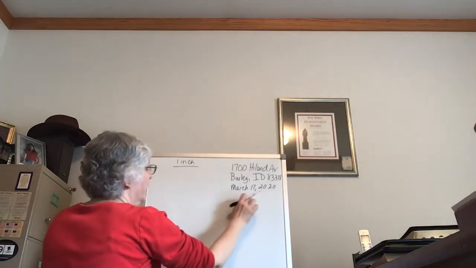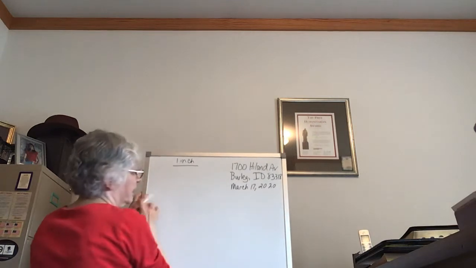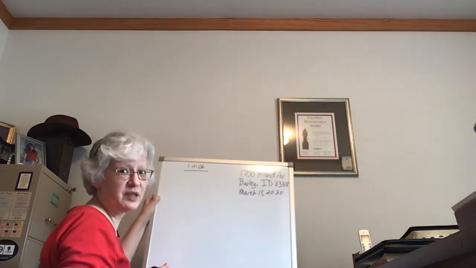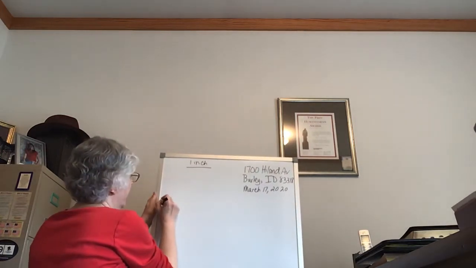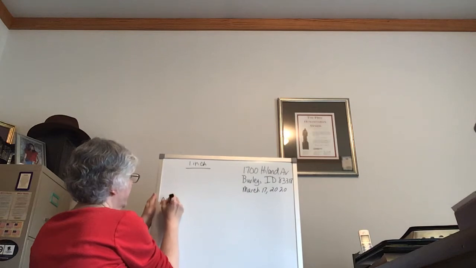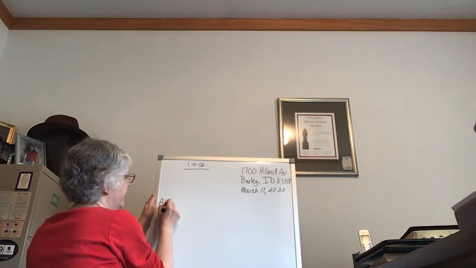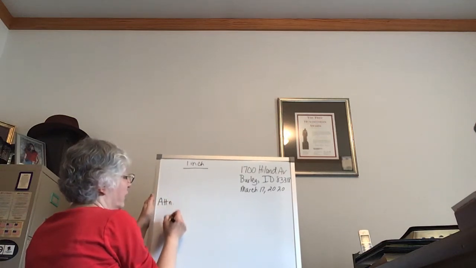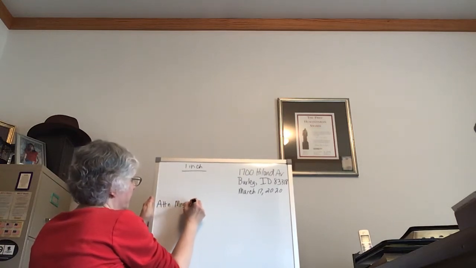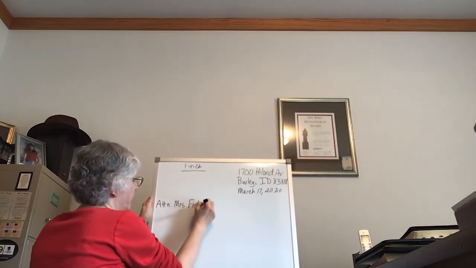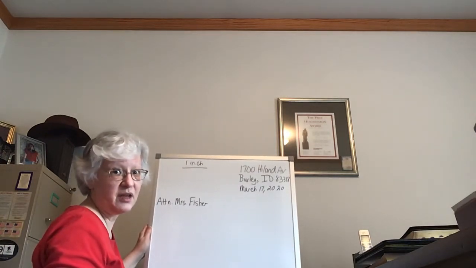Then we skip a whole line right in here, come over to the left-hand side. Now we put the name of the person that we are sending this letter to. It says to send it to the attention of Mrs. Fisher. That's ATTN: Mrs. Fisher. Make sure it's a capital S. Make sure it's a capital F. Make sure there's a period after the S. Attention, Mrs. Fisher.